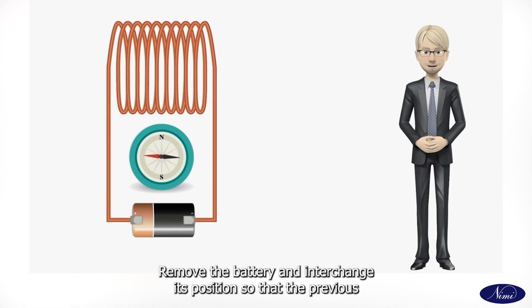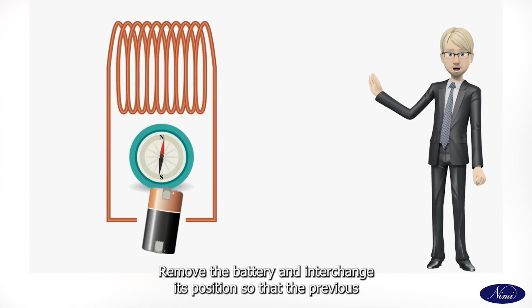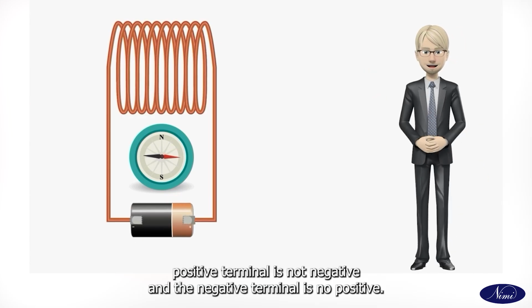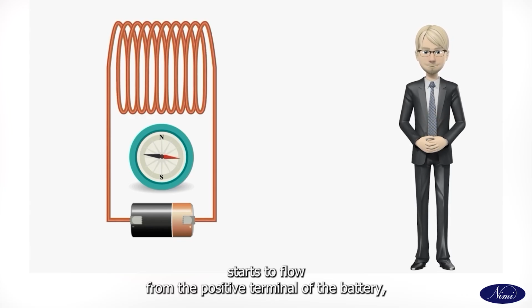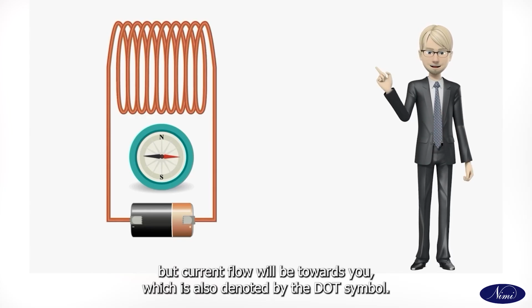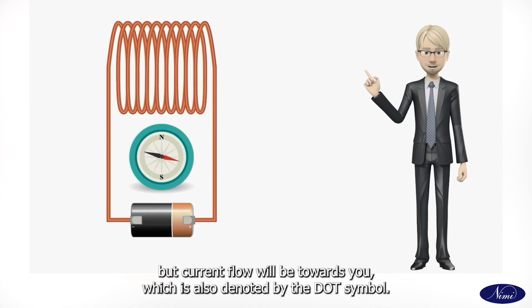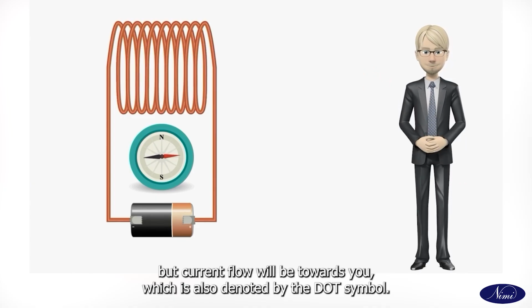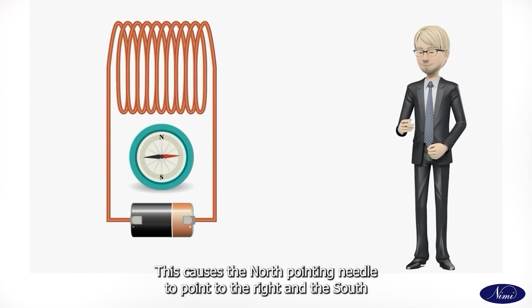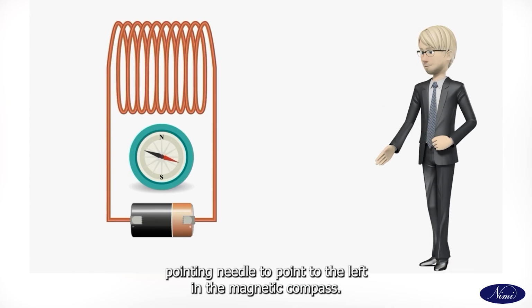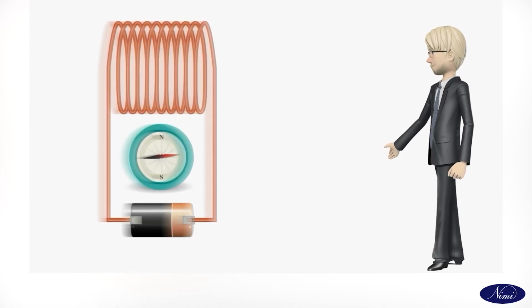Remove the battery and interchange its position so that the previous positive terminal is now negative and the negative terminal is now positive. Now the current starts to flow from the positive terminal of the battery, but current flow will be towards you, which is also denoted by the dot symbol. This causes the north pointing needle to point to the right and the south pointing needle to point to the left in the magnetic compass.